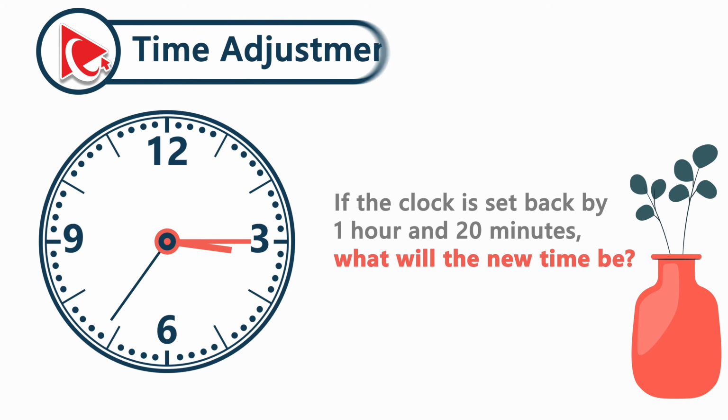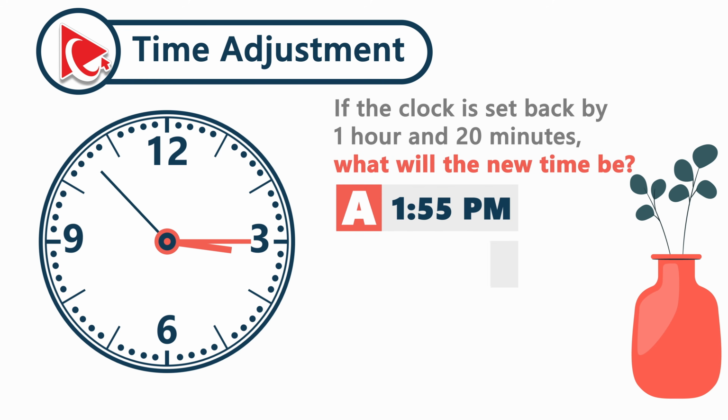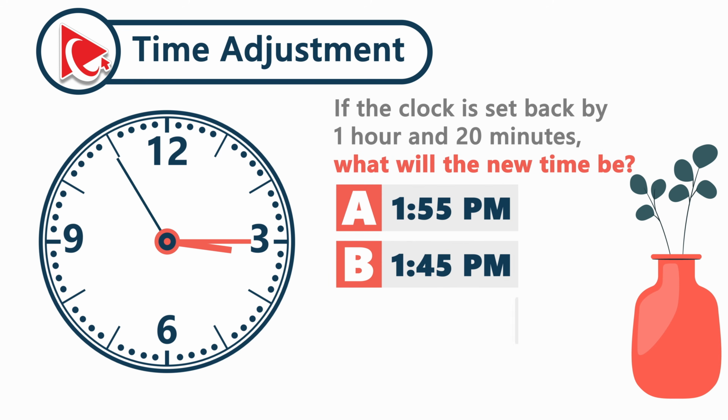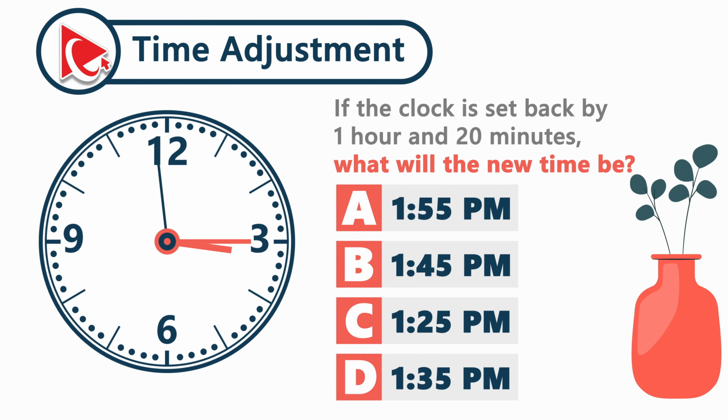In this question, you're presented with an analog clock, which shows the current time. And you need to do the calculations for the time adjustment to determine the new time. If the clock is set back by 1 hour and 20 minutes, what would be the new time? Your choices for the answers are choice A, 1:55 p.m., choice B, 1:45 p.m., choice C, 1:25 p.m., and choice D, 1:35 p.m. Are you ready? Let's get started.